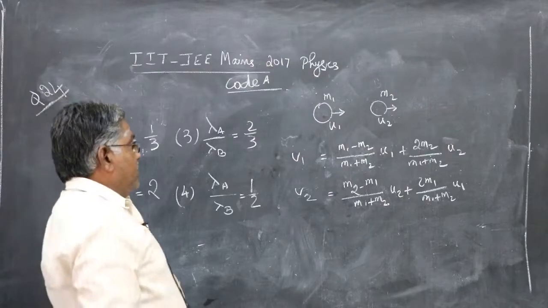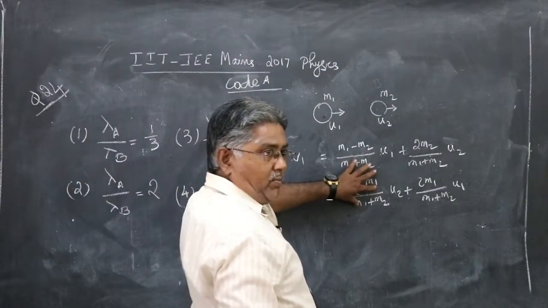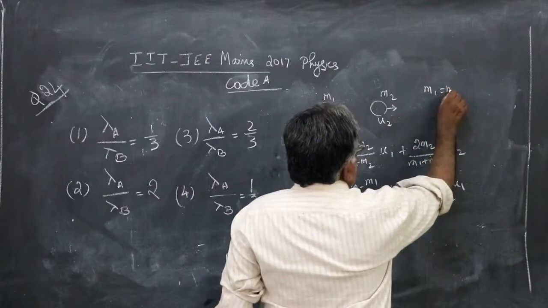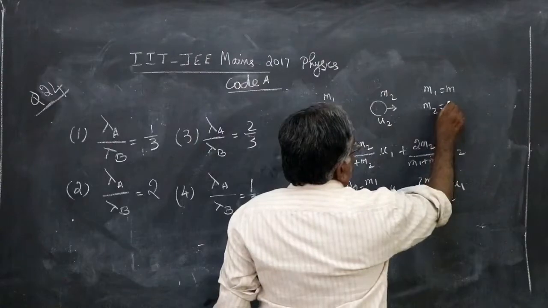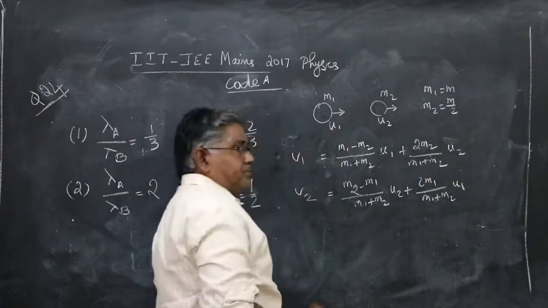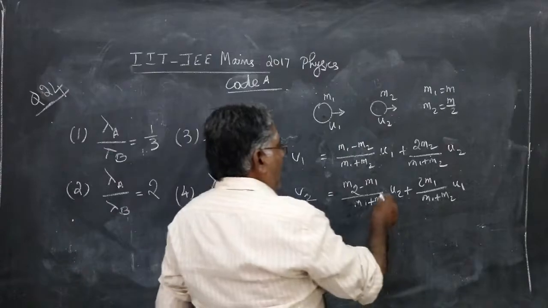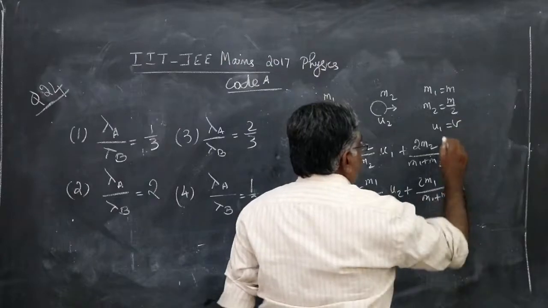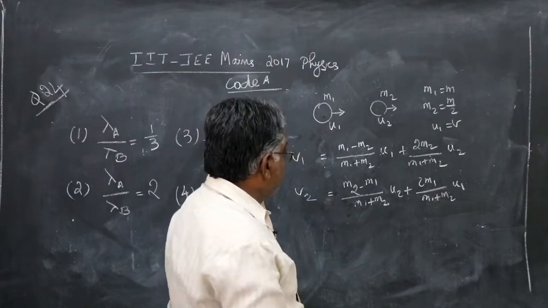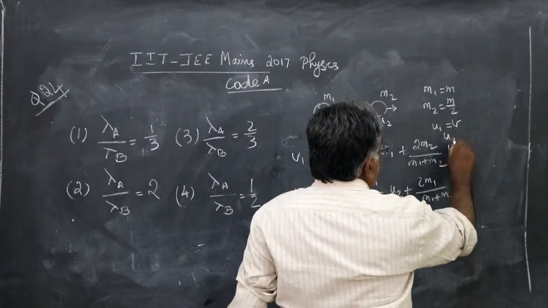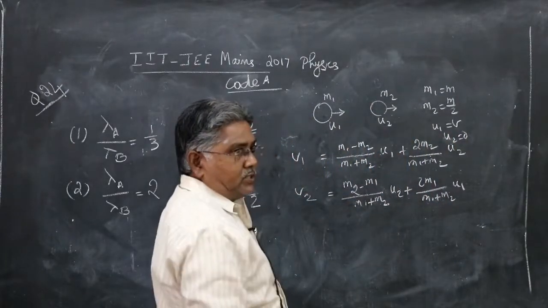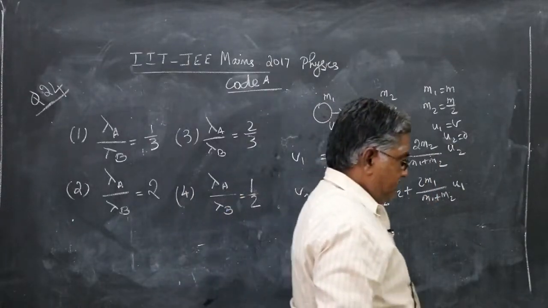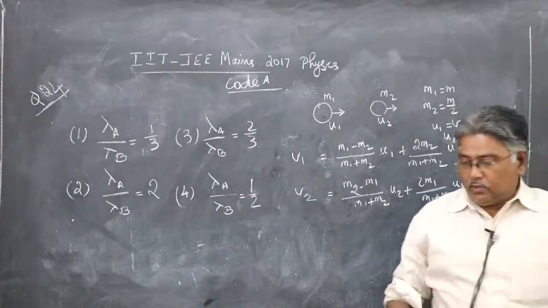Now how will you use this formula for this problem? For this problem, m1 is equal to m, m2 is equal to m by 2, and of course u1 is the initial velocity of this, which is v. If need be, we will substitute that. u2 is 0 because it's given that the second body is at rest. Substitute all these things and see what happens.